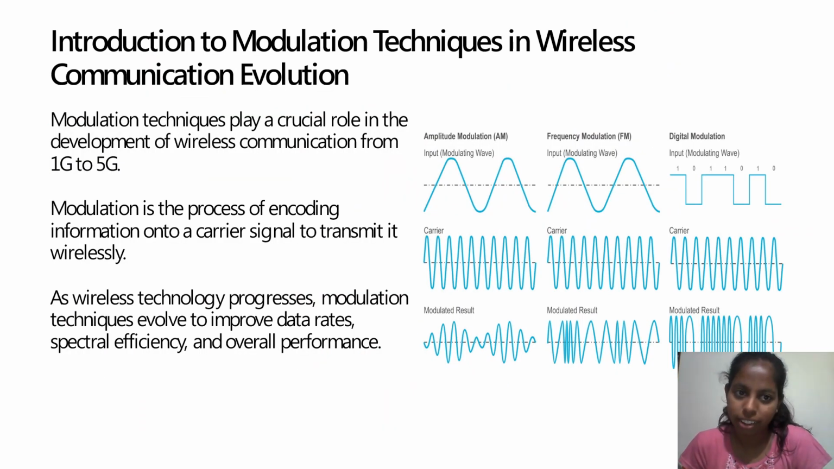Introduction to modulation techniques in wireless communication evolution. Modulation techniques play a crucial role in the development of wireless communication from 1G to 5G. Modulation is the process of encoding information onto a carrier signal to transmit it wirelessly. As wireless technology progresses, modulation techniques evolve to improve data rates, spectral efficiency, and overall performance.